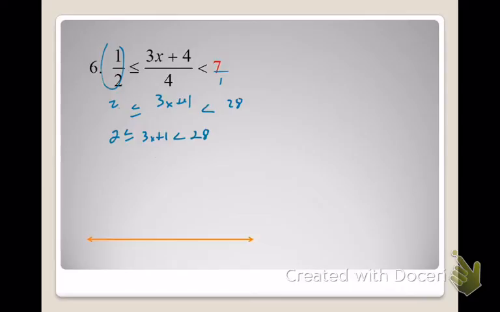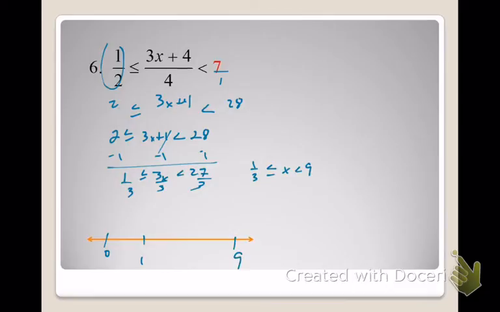Subtract 1 from both sides. Well, not both sides, all sides. Right? And then divide everything through by 3. So we get 1/3 is less than or equal to x, which is less than 9. And now we're ready to graph.